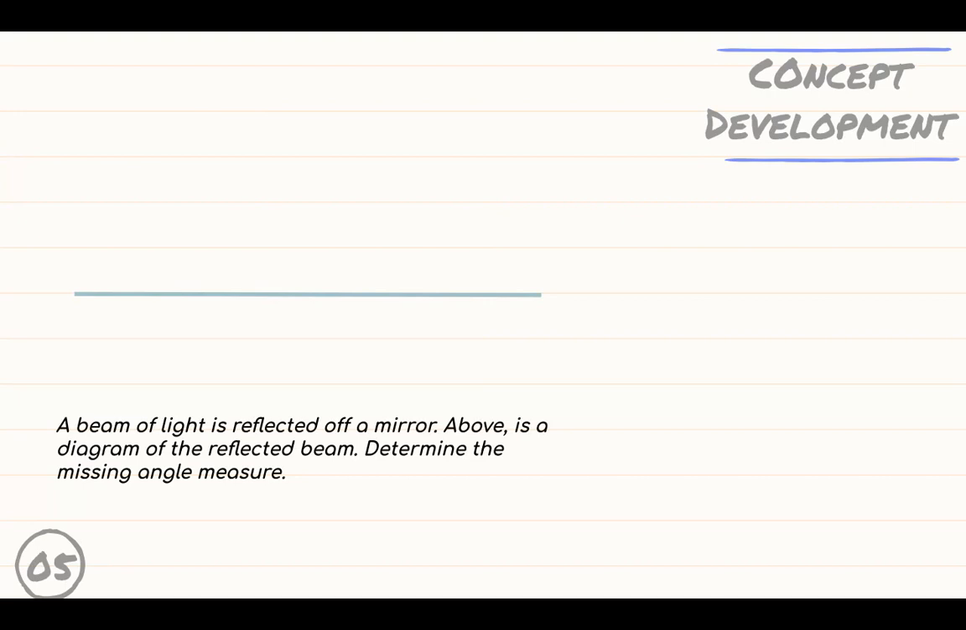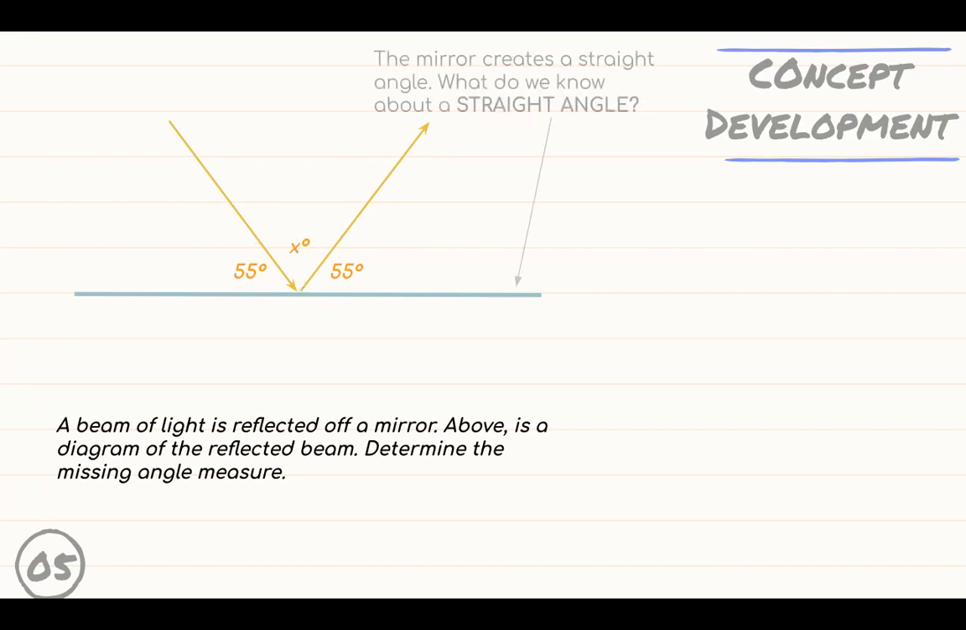A beam of light is reflected off of a mirror. Above is a diagram of the reflected beam. We're going to determine the missing angle measure. Now we are given two measurements. We know on either side of that light it's 55 degrees. Right here and right here. We want to know the value of the angle between those two, which is x.